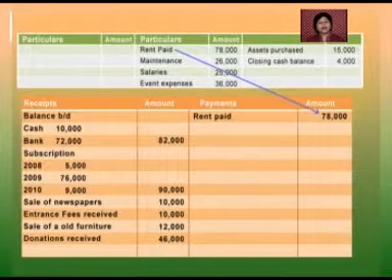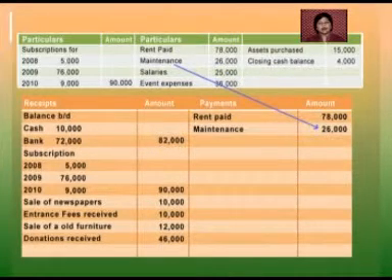Next item is rent paid. Now something is going out of the business. Rent is being paid. It is a payment. So we are going to write it on a payment side. We will be writing rent paid amounting to rupees 78,000. Maintenance is also paid. So on the payment side, write down the maintenance amount rupees 26,000.